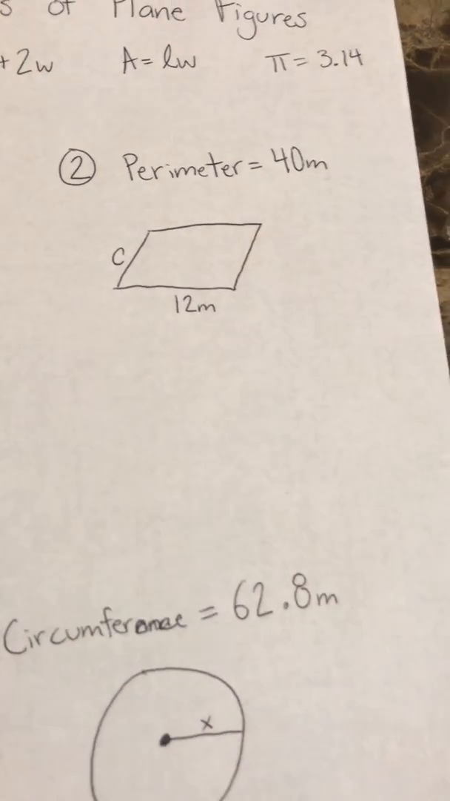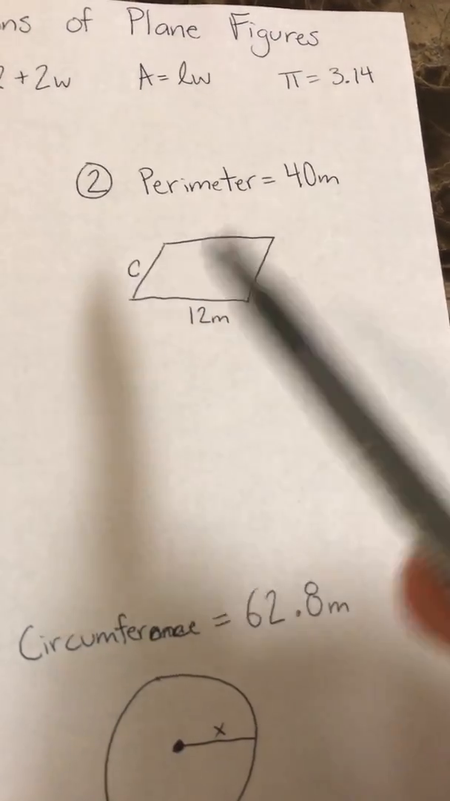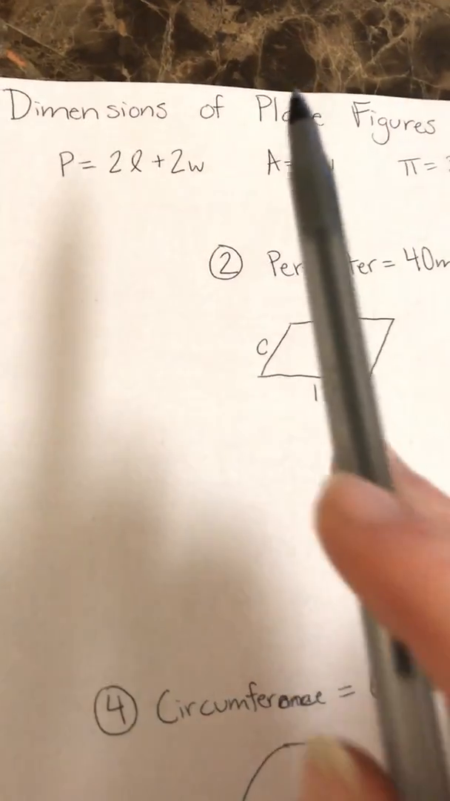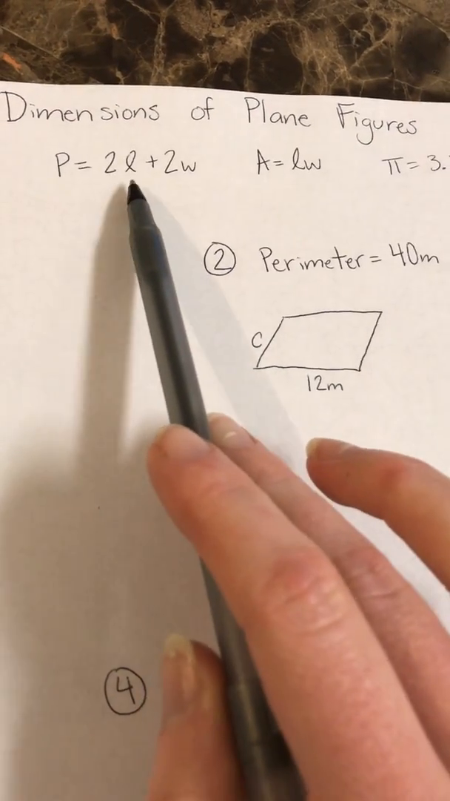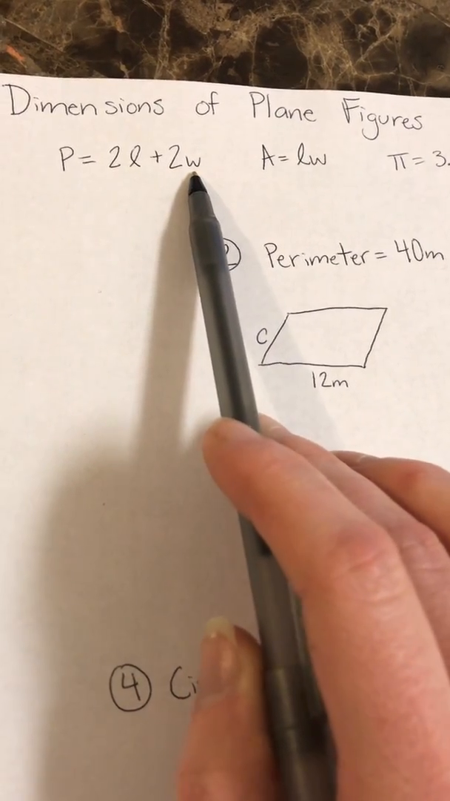2, we have perimeter equals 40 meters, all right? And then we're given this 4-sided parallelogram, okay? So this is the same thing though. We use the same formula as we would use for a square because it's 4 sides. So we're looking for perimeter though. So perimeter is 2L, which is length, plus 2W, which is width.